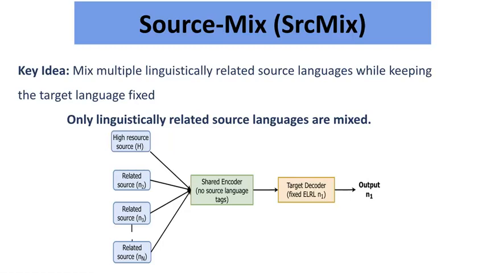If you see this diagram for our proposed source mix method, for example, if we have to translate from a high resource source language such as English to any ELRL N1, then in the source side we also introduce related source languages such as N2, N3 and so on. In this case we are not giving any special signal to the encoder about what the source language is, but to the target decoder we give a language signal that you have to translate into the fixed ELRL.